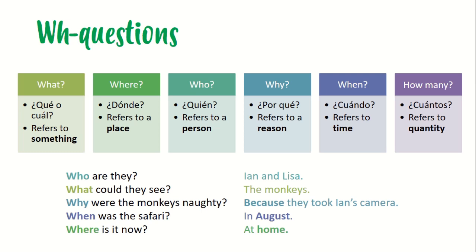Why were the monkeys naughty? Because they took Ian's camera. ¿Por qué eran traviesos los changuitos? Porque le quitaron la cámara a Ian. When was the safari? In August. ¿Cuándo fue el safari? En agosto. Nos referimos al tiempo. Where is it now? ¿Dónde está ahora? At home. En su casa.